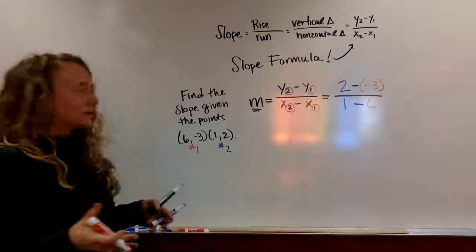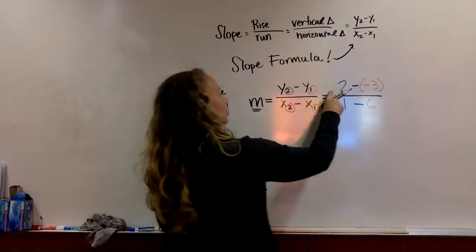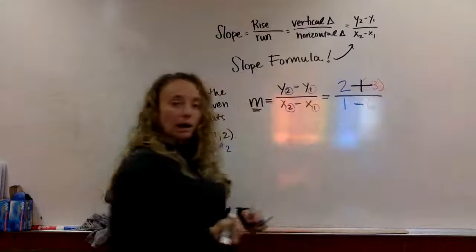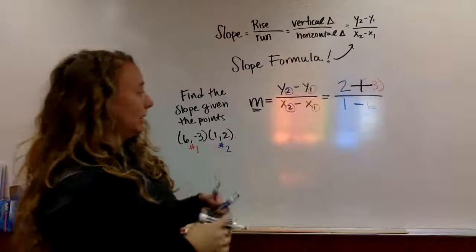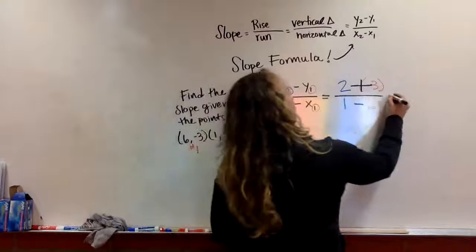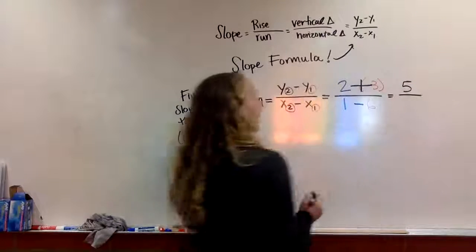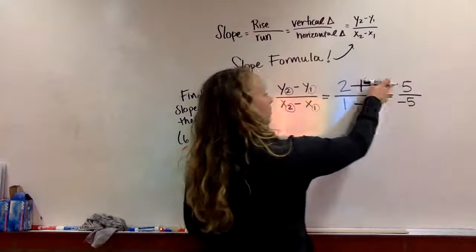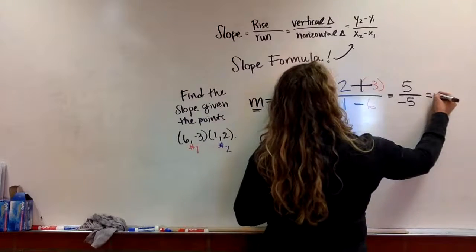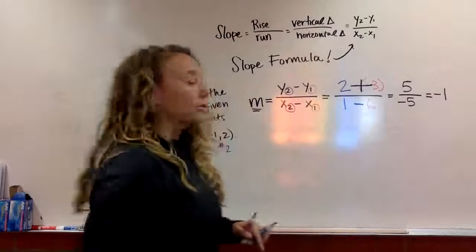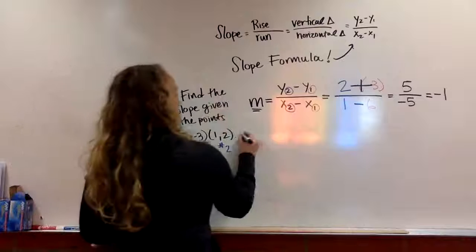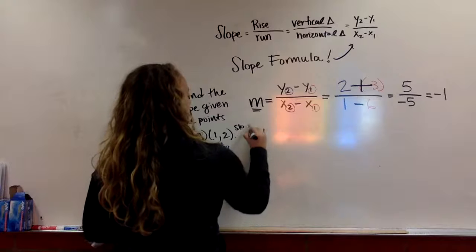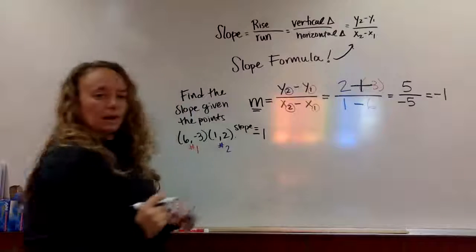And now I can solve this. Now I can do some work. 2 minus a negative 3, I can simplify the minus and negative and say that's like addition. 2 plus 3 equals 5. 1 minus 6 equals negative 5. So 5 divided by a negative 5, I can simplify that to saying negative 1. So the slope for these 2 points is equal to negative 1. So the slope is equal to negative 1.